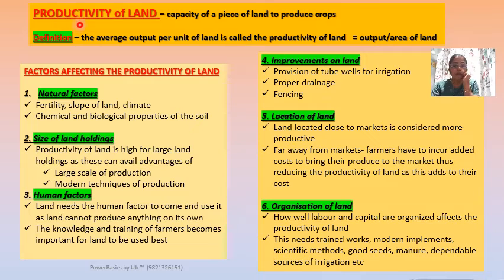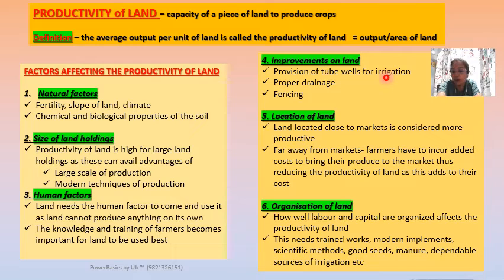Productivity of land. What does productivity mean? The capacity of a piece of land to produce crops. Is this land productive? Means, can crops be grown on it? That is productivity of land. Definition, just learn it. The average output per unit of land is called productivity of land. Output over area of land. If you have 1 hectare of land or 1 acre of land, and you produce 1,000 quintals of food, 1,000 upon 1 hectare or 1 acre is the productivity of land.